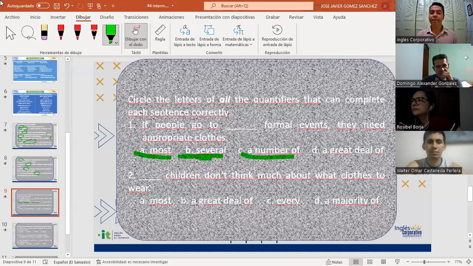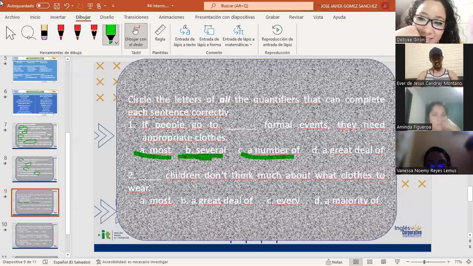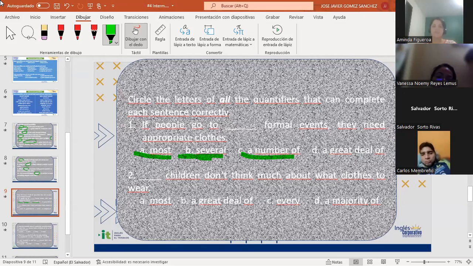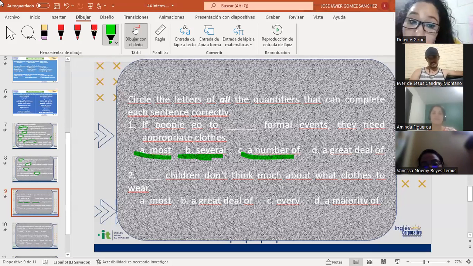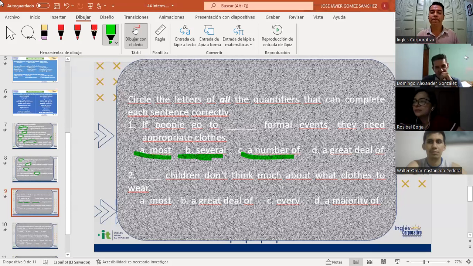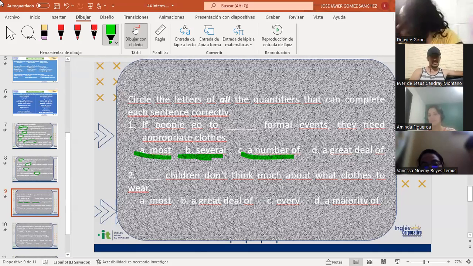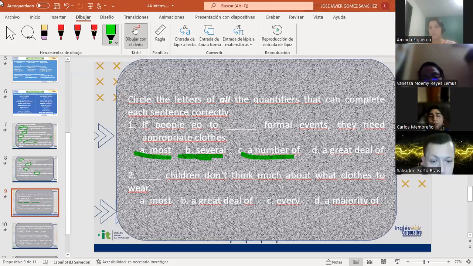Vamos a ver, teacher. Vamos a ver. Vicky puede coger un comentario. Ya me gustó el huevo, ya. Ajá, Vicky. Pero bien. Con el micrófono apagado, perdón.